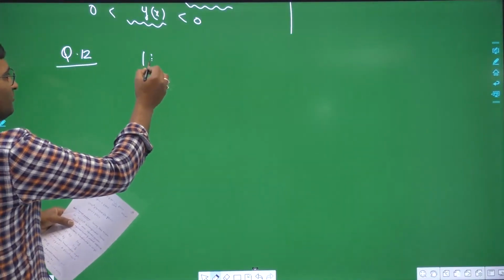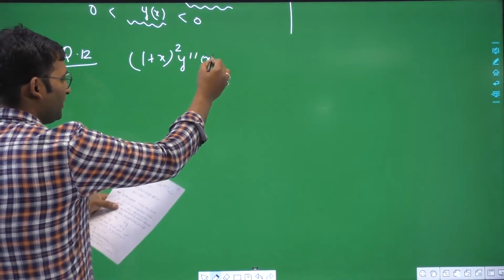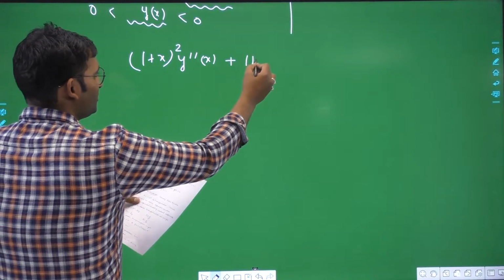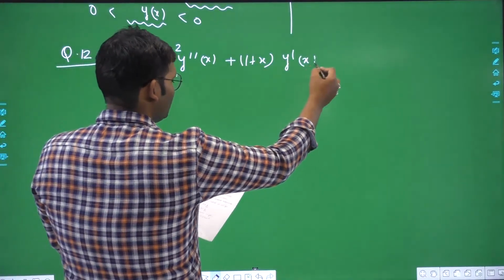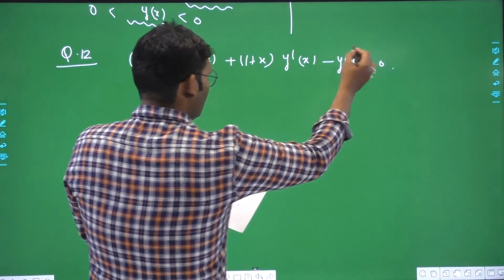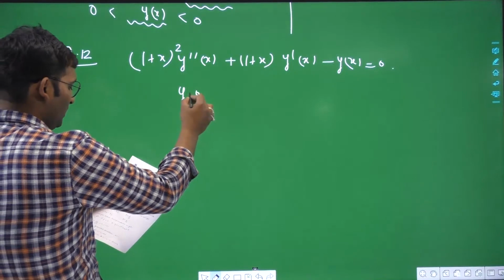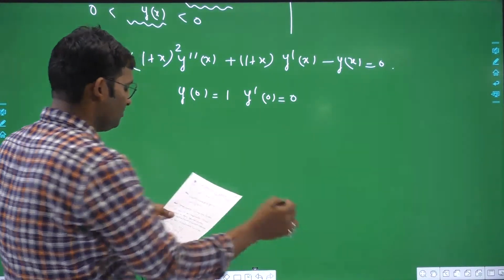An easy question: (1+x)² y''(x) + (1+x) y'(x) − y = 0. So I'm writing it in a modified form, the one that is not given in your examination, but that you can get by simply multiplying by (1+x) on both sides. Given that y(0) = 1 and y'(0) = 0. So you are supplied with initial conditions.